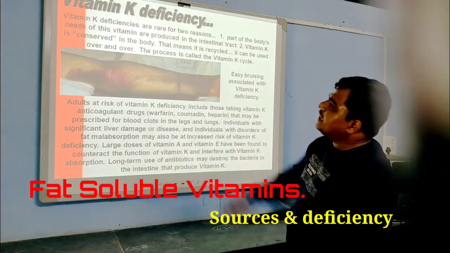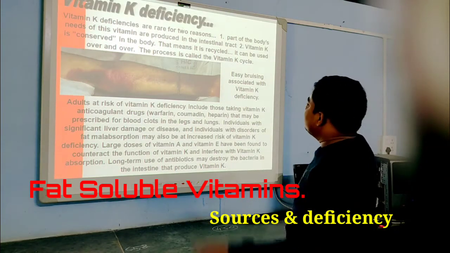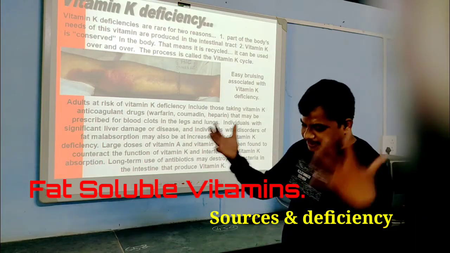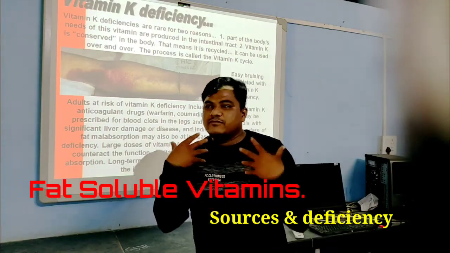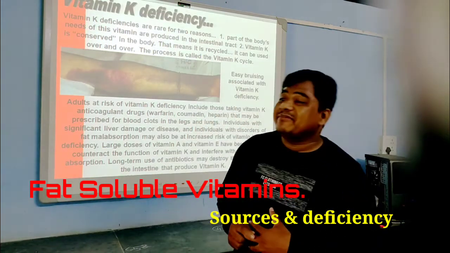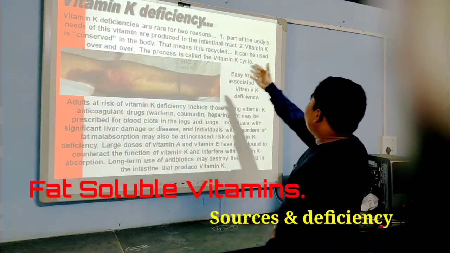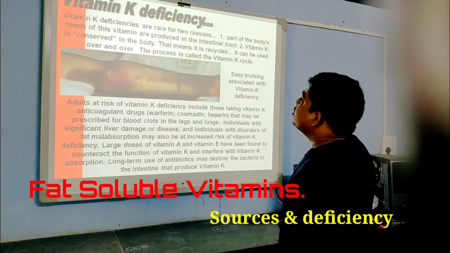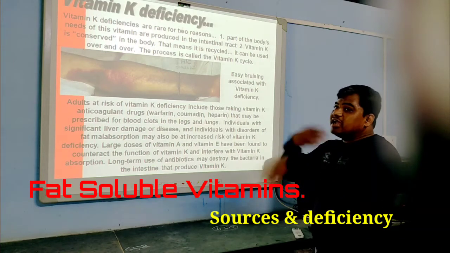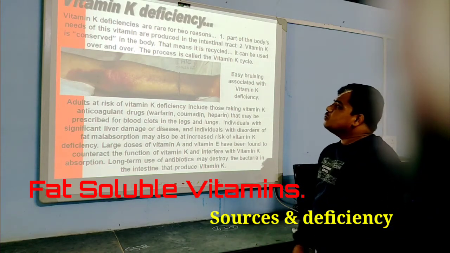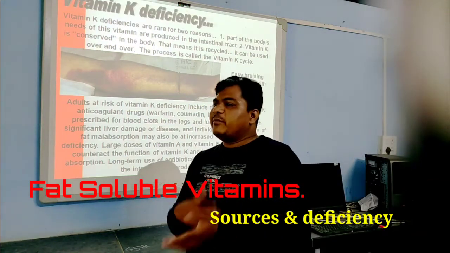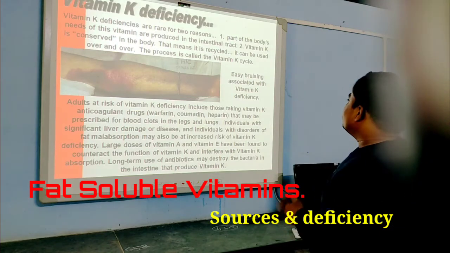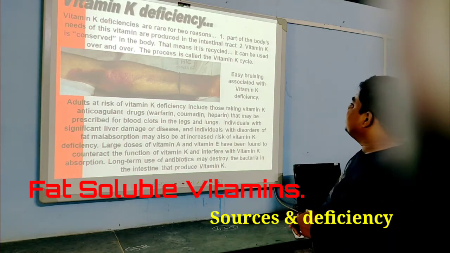So see here, vitamin K deficiency is rare for two reasons. One, part of the body's need for the vitamin is produced in the intestinal tract. Again, whatever vitamin K is required is synthesized by the intestinal tract, and the vitamin K is conserved in the body. That means it is recycled. Okay, so it can be used over and over, continuously, and the process is called the vitamin K cycle.